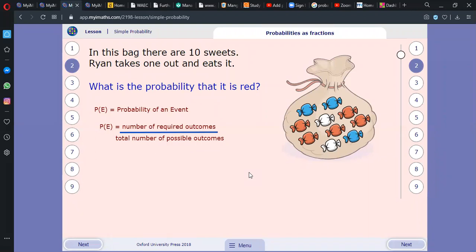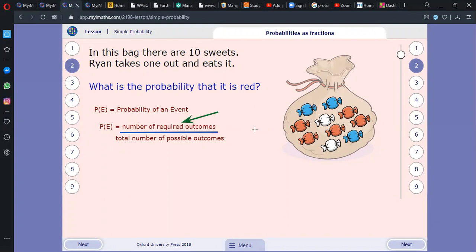Now, what do I mean when I talk about required outcomes, the one I have in my numerator right here? Guys, required outcomes is really talking about what the question is referring to. In this example, we are talking about the probability that it is red. A red sweet is the required outcome, that Ryan picks or takes a red sweet. That is the required outcome.